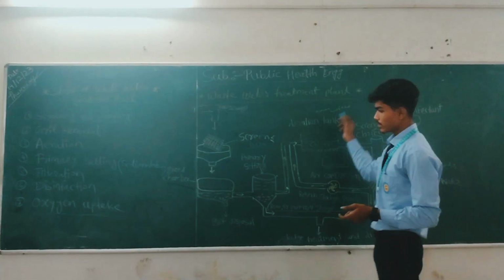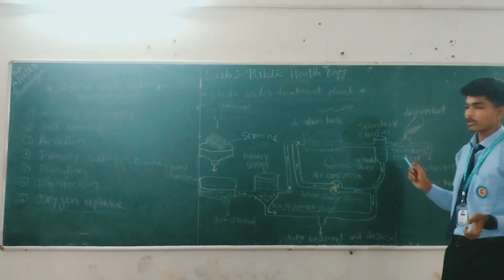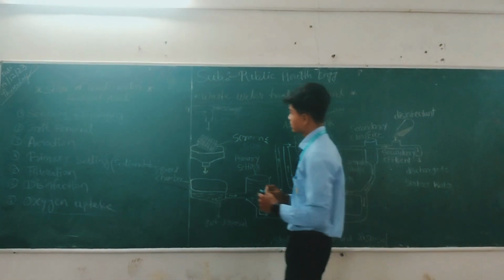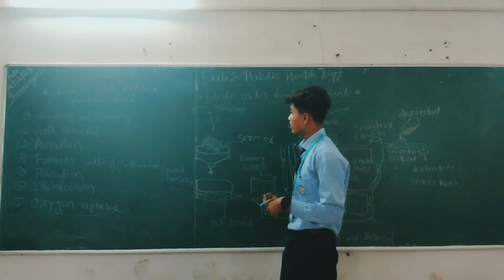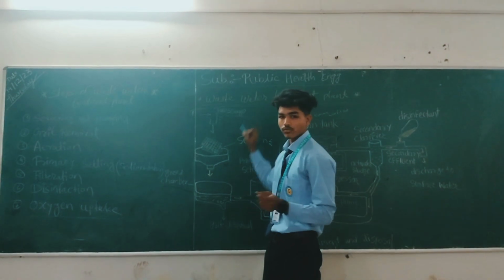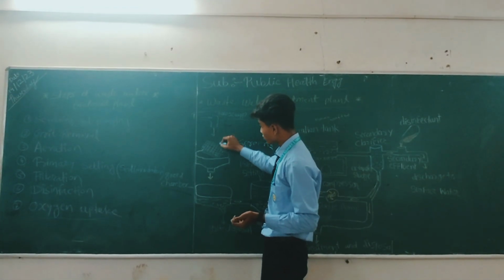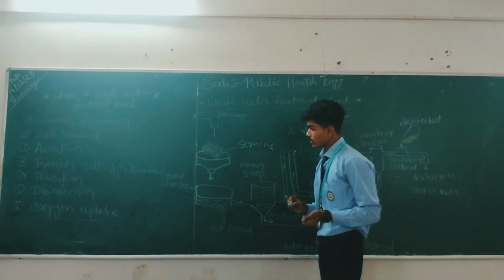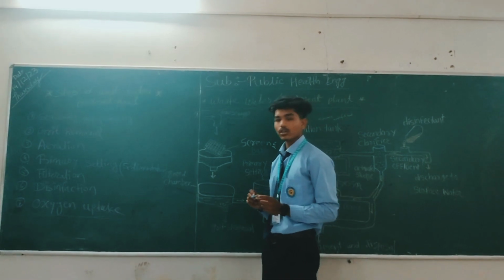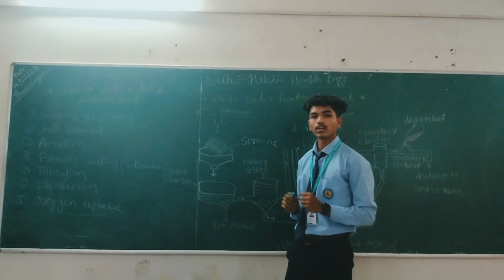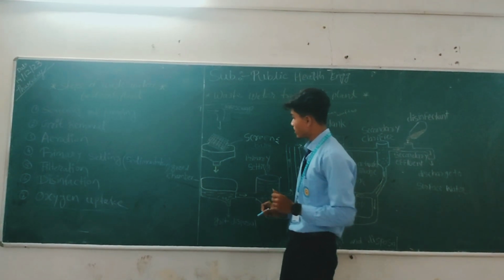And we will see the diagram of the wastewater treatment plant. First of all, we take raw water from anywhere and transfer it to the screening bars. The work of the screening bar is to remove the heavy particles of waste included in this water.